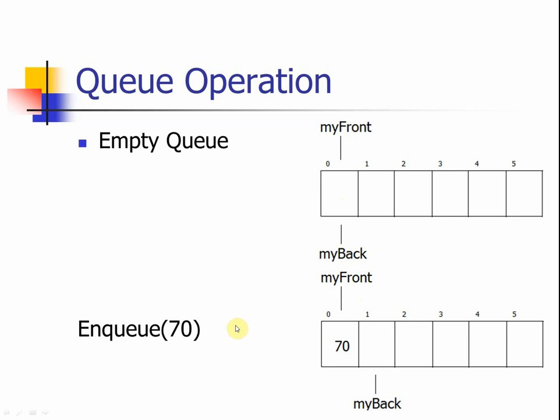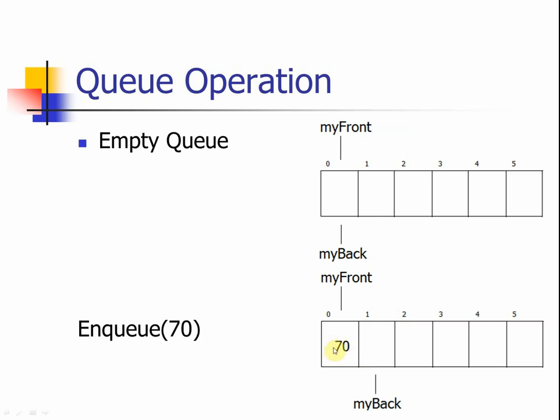Say now we do an enqueue operation and we want to enqueue 70. Any numbers will be fine. So what we are going to do over here is, you can see my front does not change at all, but we change my back to the next location, indicating the next available location after 70.